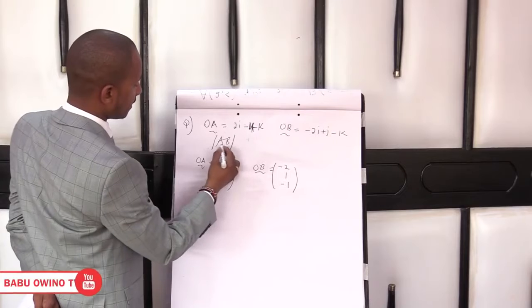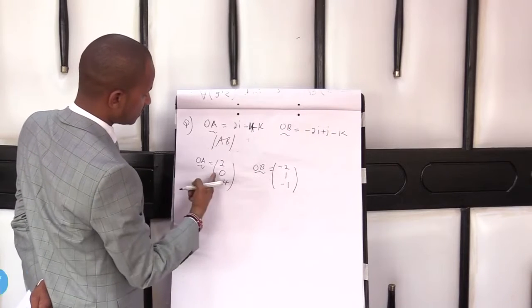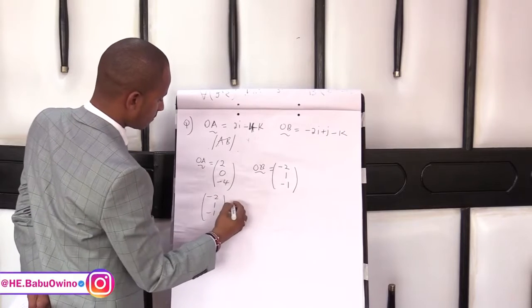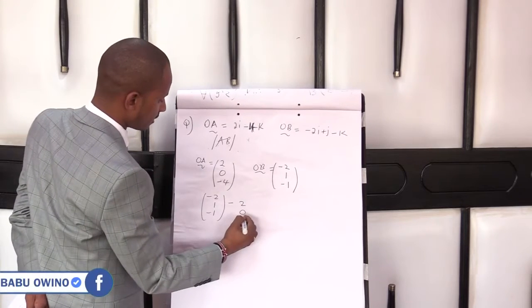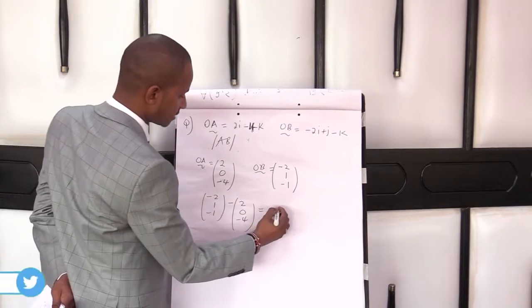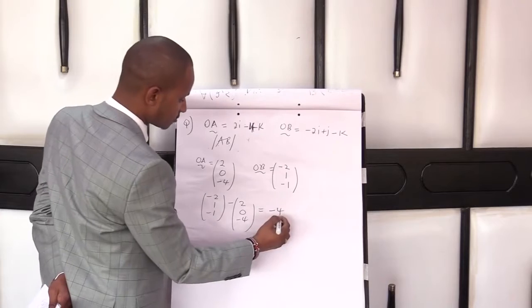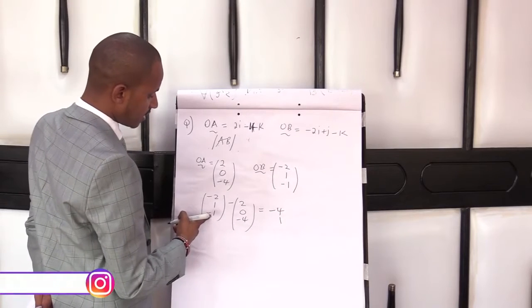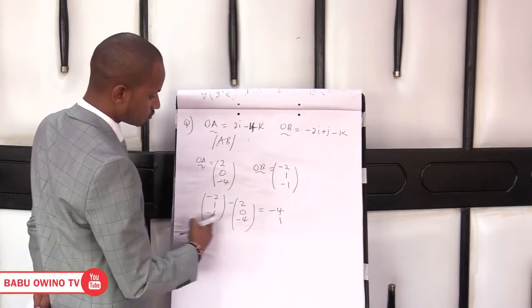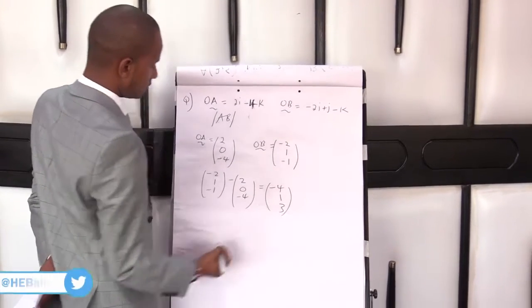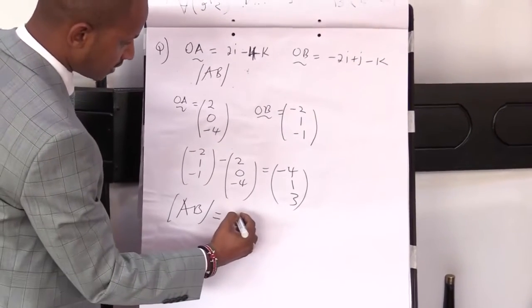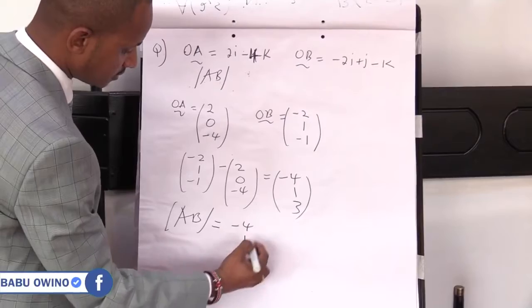Therefore, AB means B minus A. So our B is minus 2, 1, minus 1. Then minus A, which is 2, 0, minus 4. What do we get? Minus 2 minus 2 is minus 4. Then 1 minus 0 is 1. Then minus 1 minus 4, which is minus 1 plus 4, which is 4 minus 1, which is 3. Therefore, the column vector form of AB is minus 4, 1, 3.